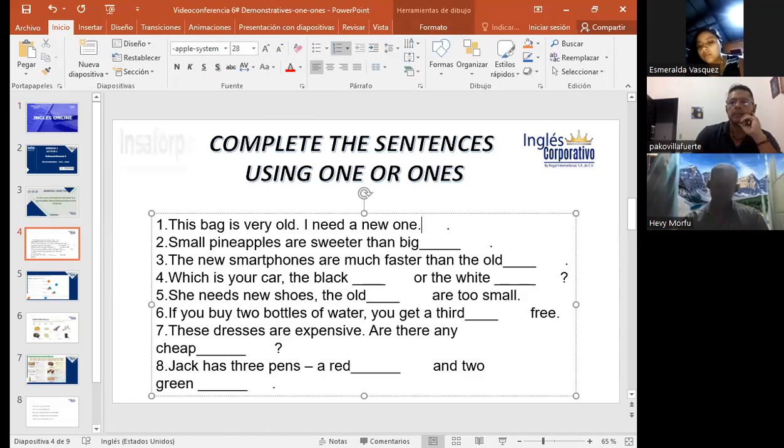Okay, so in that case, because it's singular, we're going to use a new one. Remember that when we use a new one, the red one, the black one, the big one, we are specifying which is the article. Okay, look at the next one.